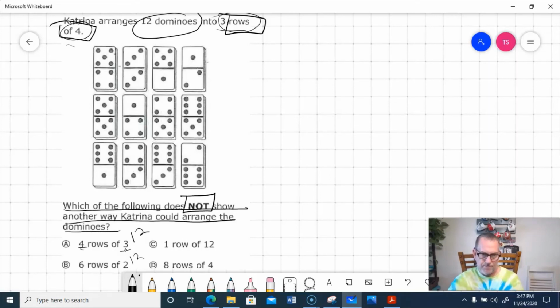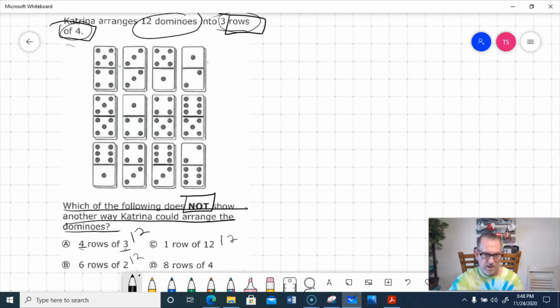Answer choice C, 1 row of 12. How much is 1 row of 12? Yes, that's a pretty easy multiplication problem. That's 1 times 12, and we know 1 times 12 is 12. So answer choice D, how much is 8 rows of 4?